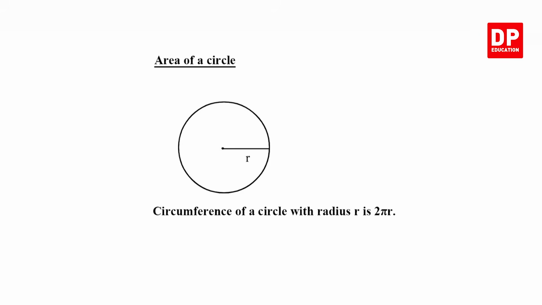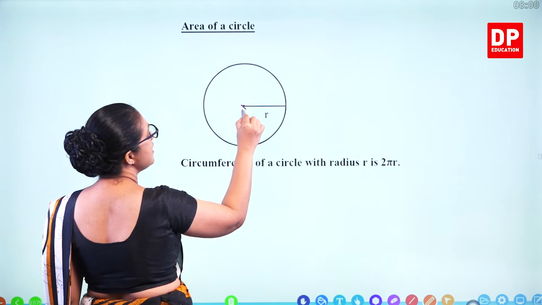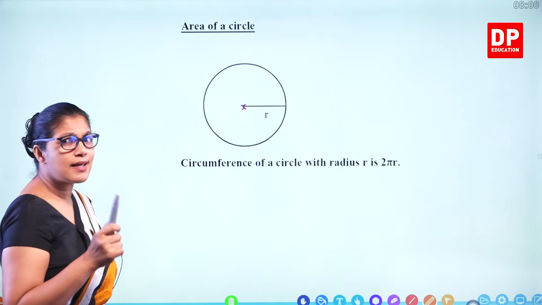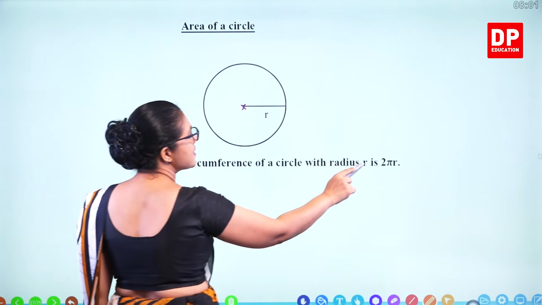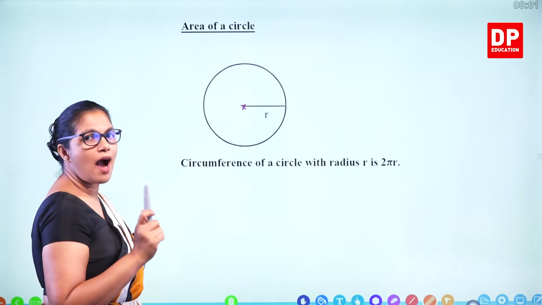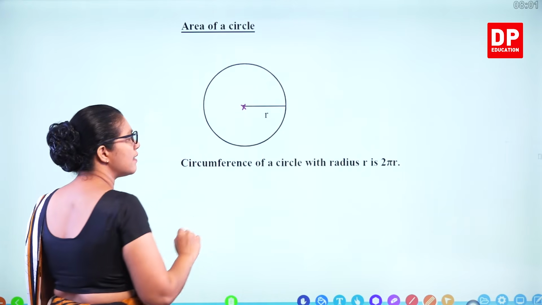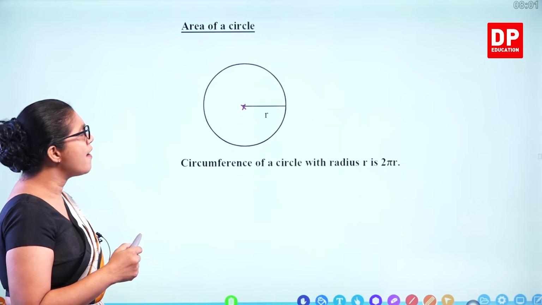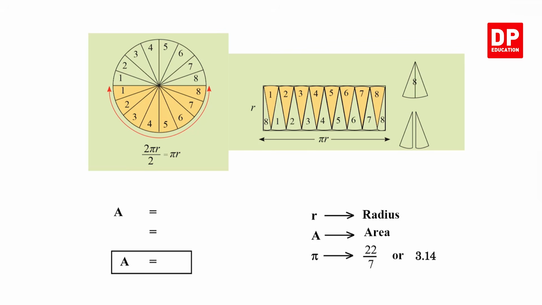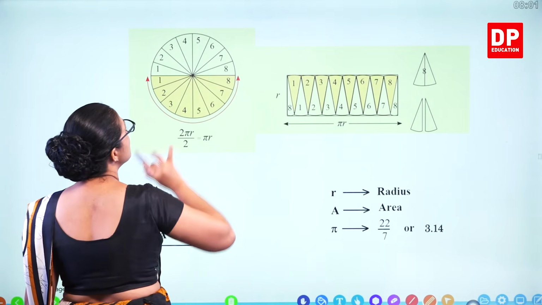Now we'll look at how we find out the area of a circle. So this is the center and the radius r. You know what the circumference of a circle is. If r is the radius, that's 2 pi r is the circumference. So the outer length of a circle, that's called the circumference, that's 2 pi r. Now we'll try to find out the area of a circle. So there's a small experiment you can do. Take a circle and divide it into several small parts.